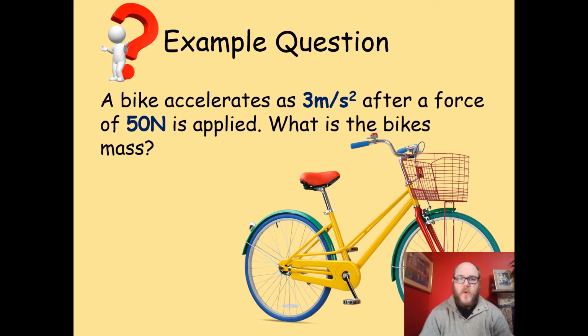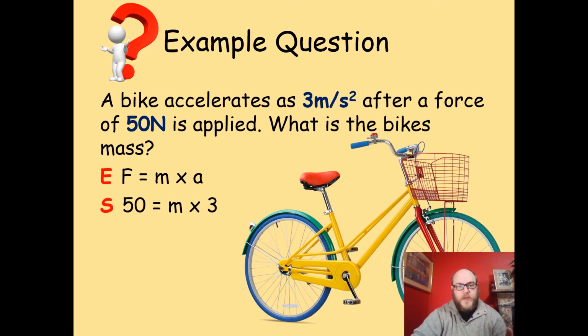That's after a force of 50 newtons is applied. What is the mass of the bike? So let's have a look at SRAL. First, the equation: force is equal to mass times acceleration. Substitute the numbers in. What do we know? The force is 50 newtons. We don't know what the mass is, and the acceleration is 3 meters per second squared.